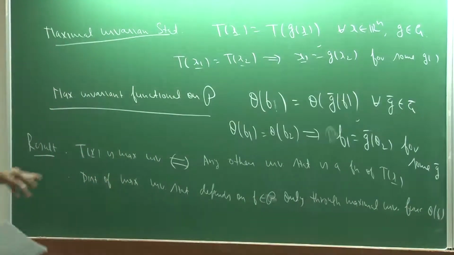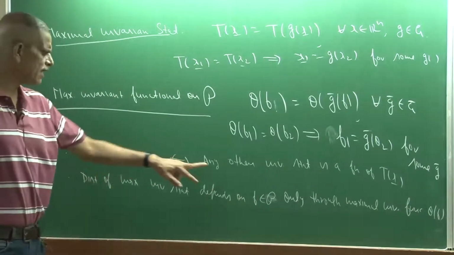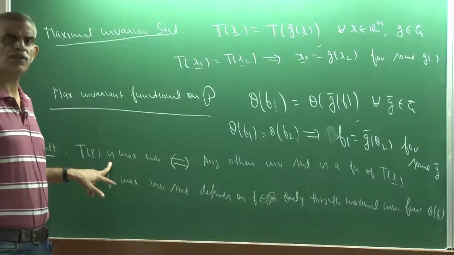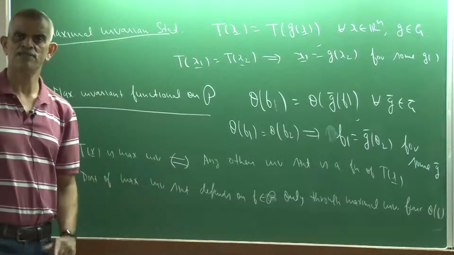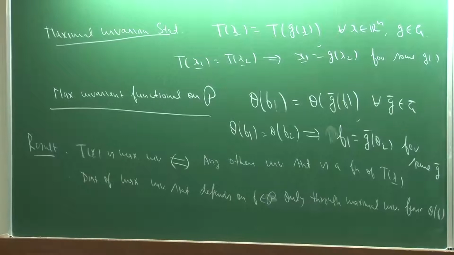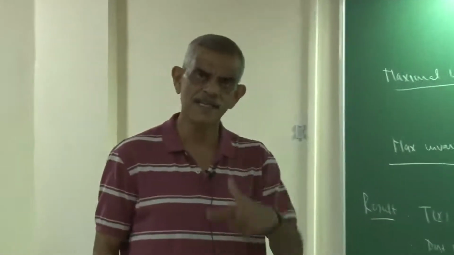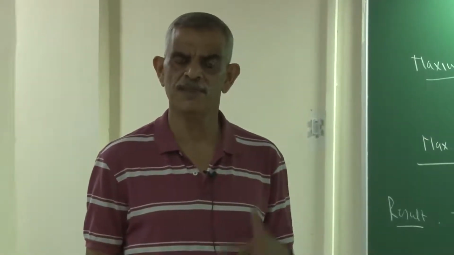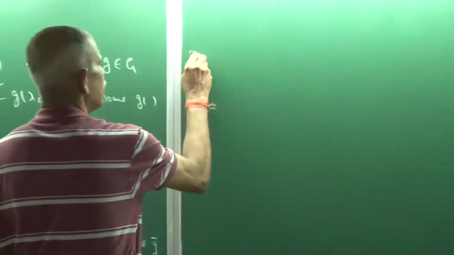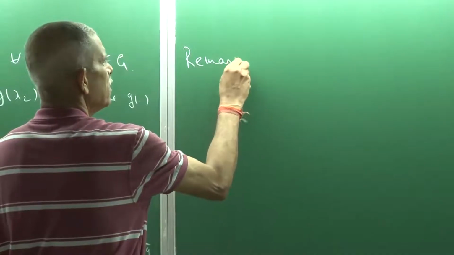Now, if you see these two results, it says that any invariant statistic would be a function of the maximal invariant, and the distribution of the maximal invariant depends on the maximal invariant functional. So, if you combine the two results, you conclude that the distribution of any invariant statistic will depend on the maximal invariant functional theta f. So, this you write down as a remark.